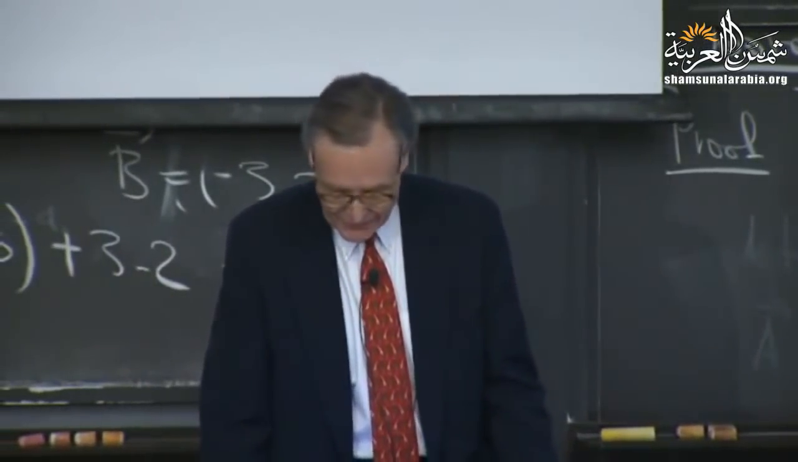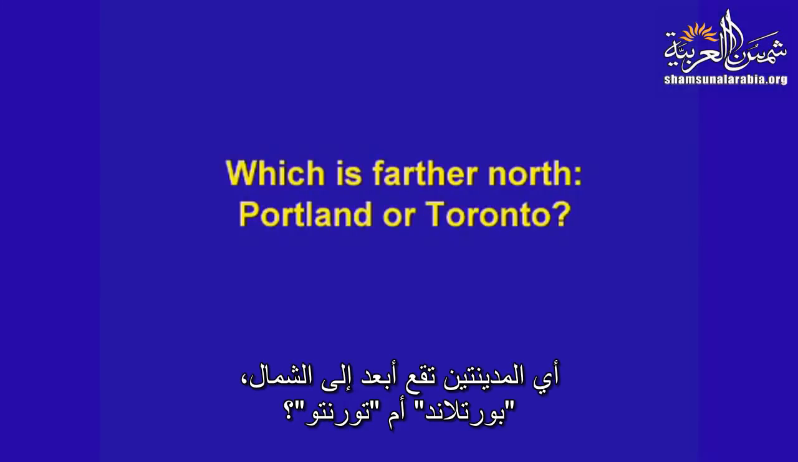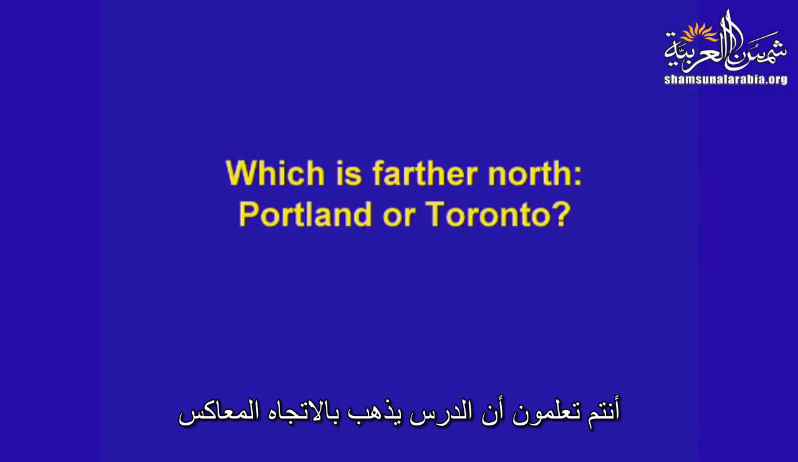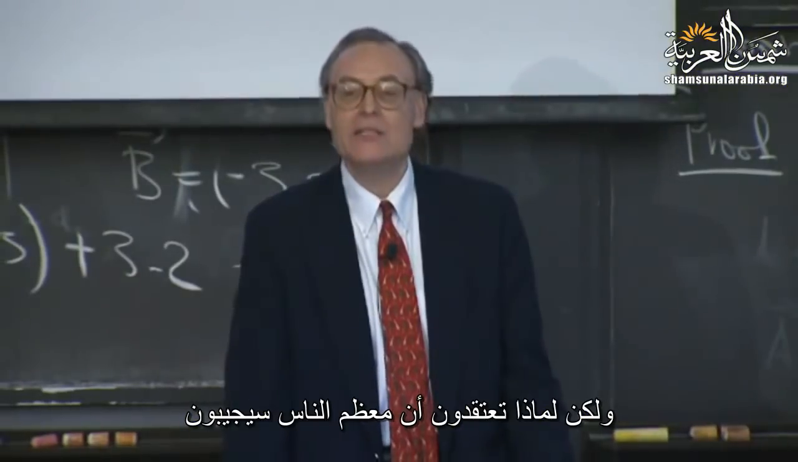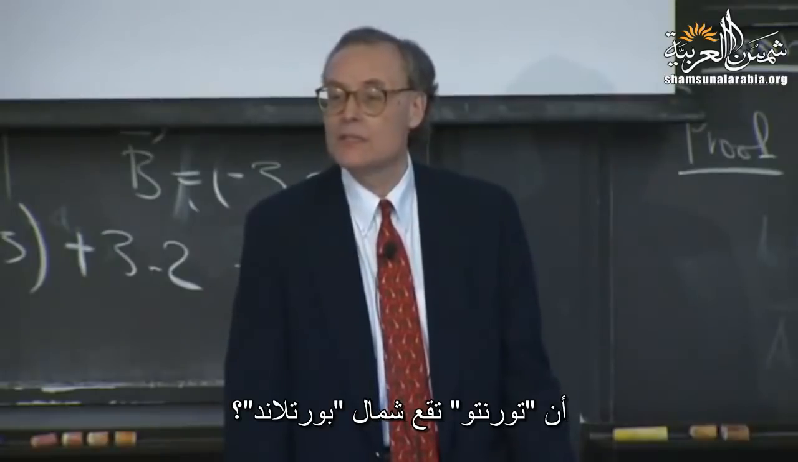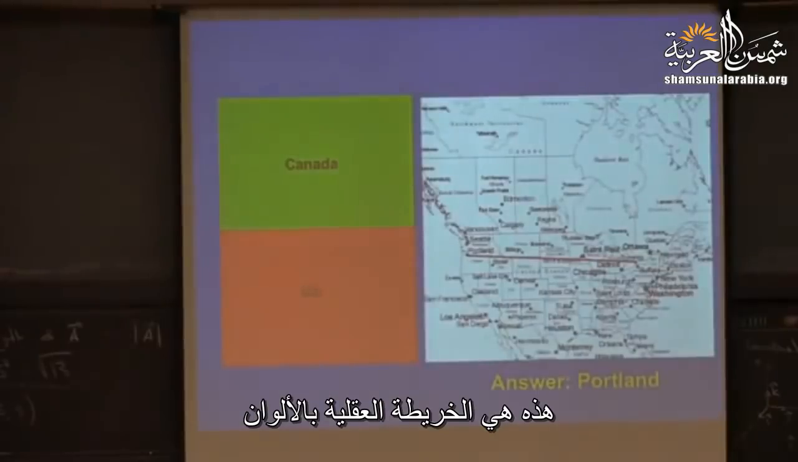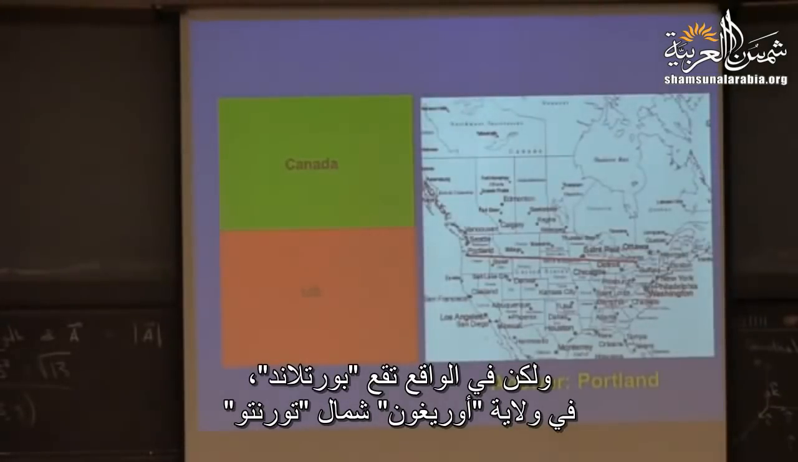Okay, but here's two more. Which is further north, Portland or Toronto? Now, you are already learning the lesson: whatever I thought, go opposite, right? But why do you think most people will answer that Toronto is further north? Canada's up there, the U.S. is below it, but in fact, that's the mental map and the colors. In fact, Portland in Oregon is actually north of Toronto.